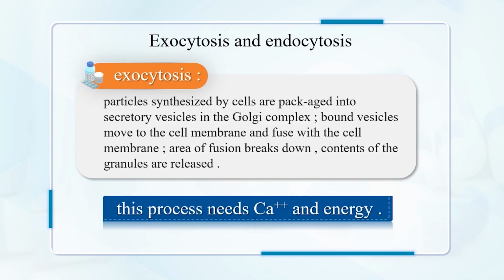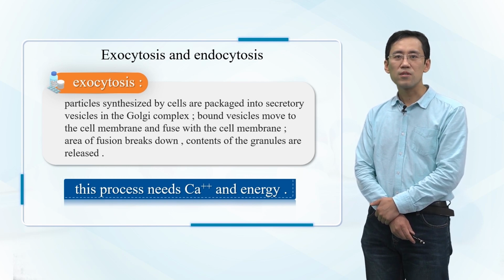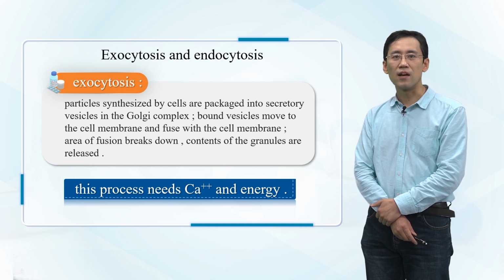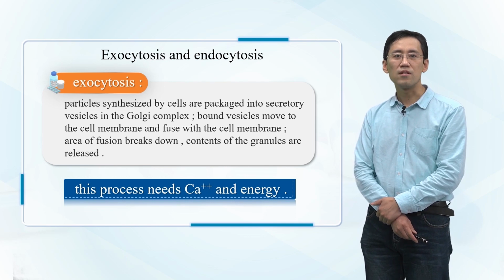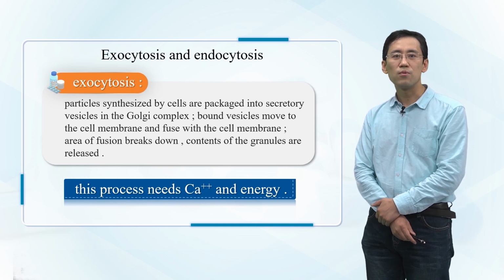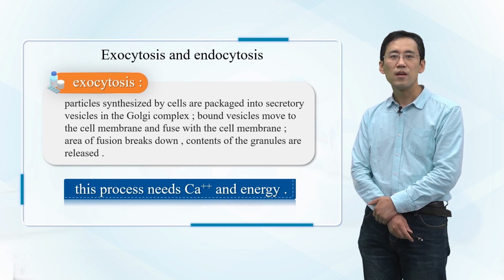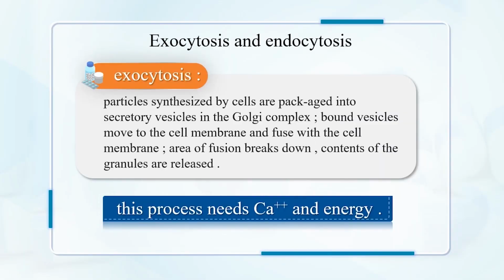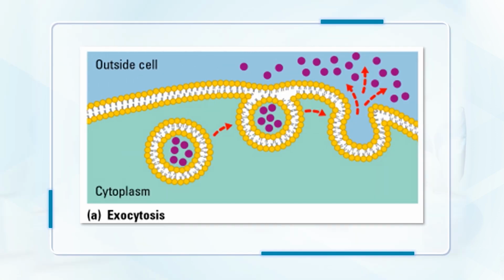The next type is vesicular transport: exocytosis and endocytosis. In exocytosis, the particles synthesized by the cell are packaged into secretory vesicles in the Golgi complex, and the bound vesicles move to the cell membrane and fuse with it. The area of fusion breaks down, and the content of the granules is released. This process needs calcium and both need energy. This is the image of exocytosis.